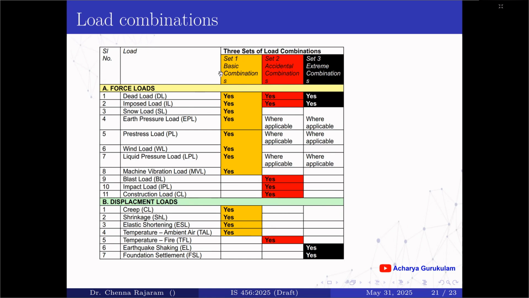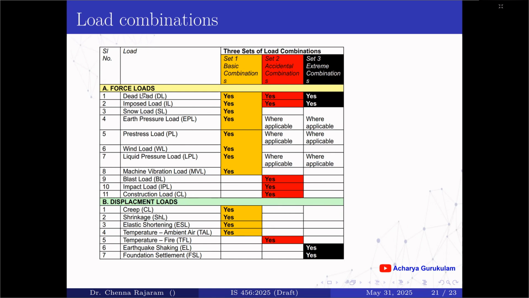For accidental load combinations, one has to consider dead load and live load under force loads. In addition to that, blast load, impact load, and construction load have to be considered under accidental combinations. For deformation loads, temperature from fire has to be considered under accidental combinations. The other loads like earthquake pressure load, pre-stress loads, and liquid pressure loads have to be considered under accidental combinations, but only where they are applicable.